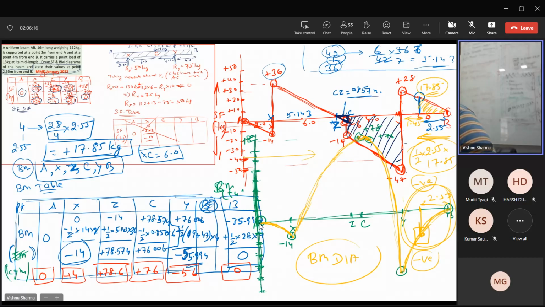What is the BM at Y? Look at the table. What is the BM at Y? Guys, what is the BM at Y? Minus 56. And how much will be the change from Y to this point? That will be plus this area, correct, beta?